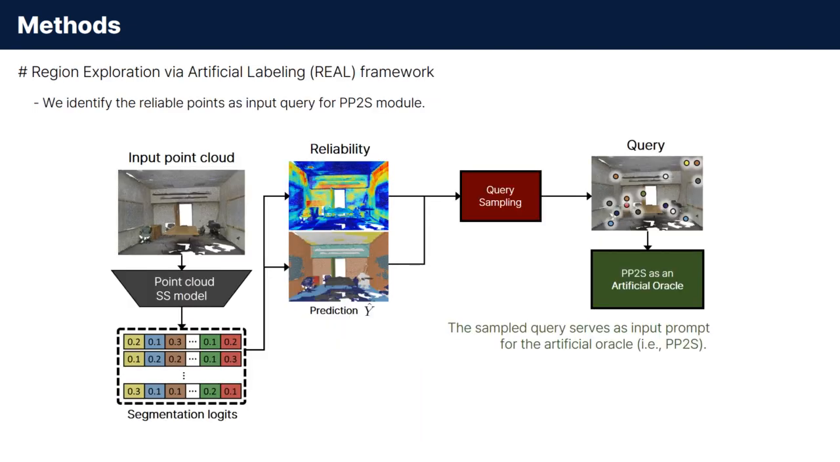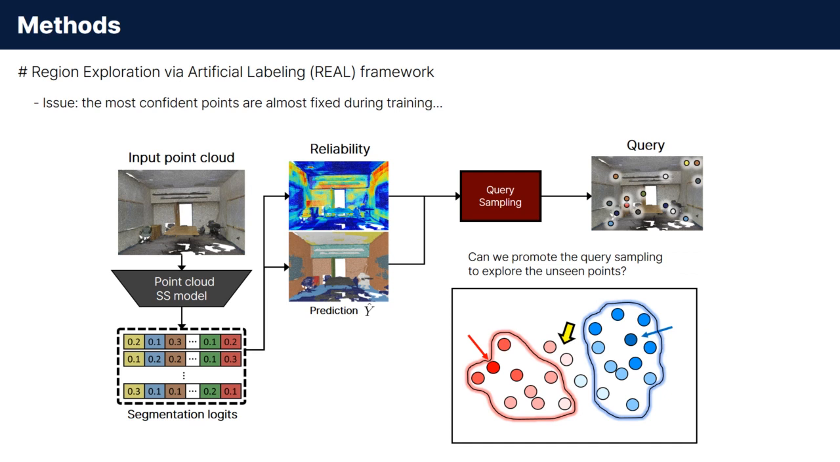We elaborate our approach as a framework named Region Exploration via Artificial Labeling. In the REAL framework, we first identify reliable points as input queries for the PP2S module. However, the most confident points are the most fixed during training. This hinders the exploration of queries from the initially known regions, resulting in still limited labels.